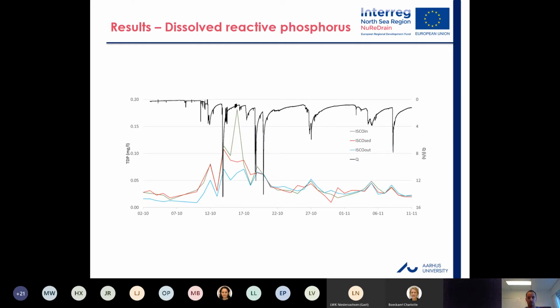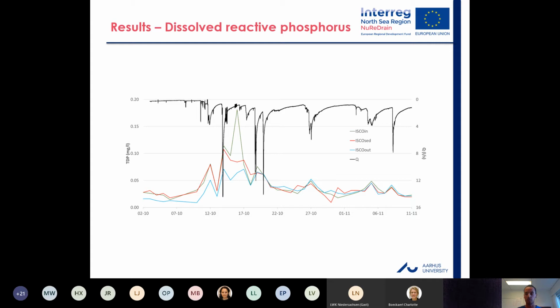This graph shows the dissolved reactive phosphorus in milligram per liter during the same period of time. Here, if we again look at the overall effect in terms of DRP removal, we can see that initially the system was removing it, while later on this removal effect dropped.